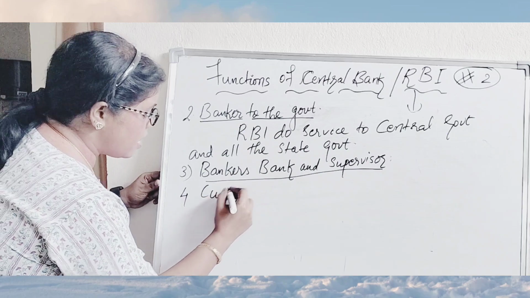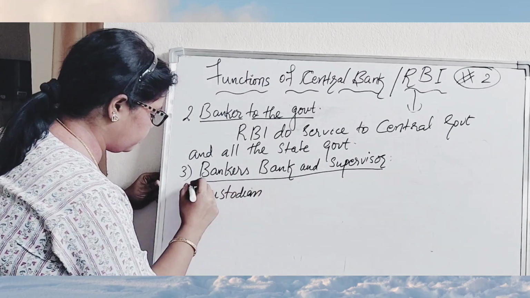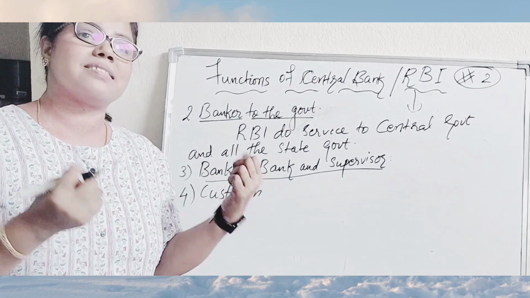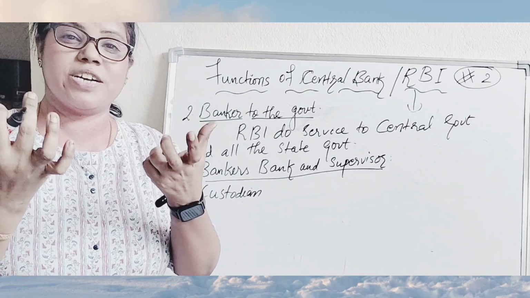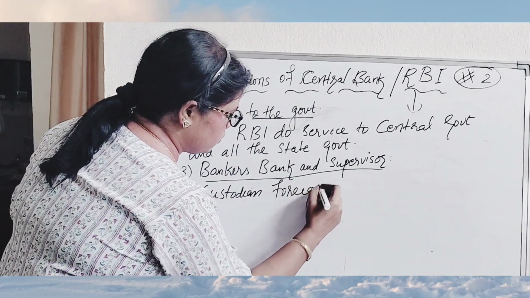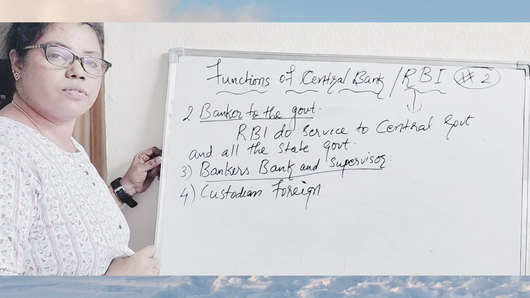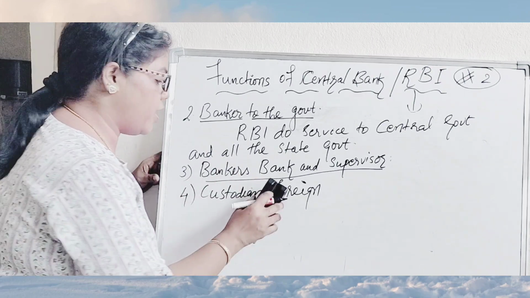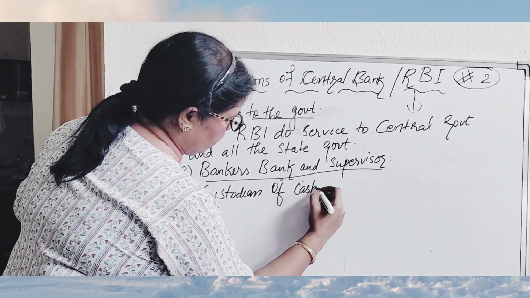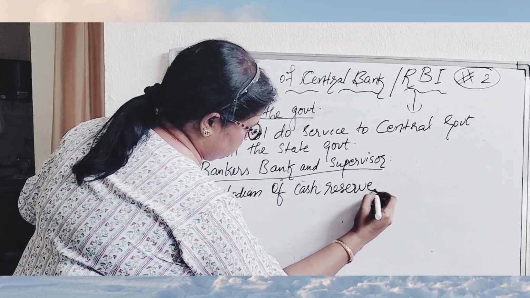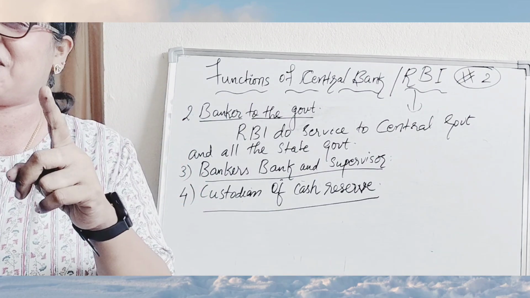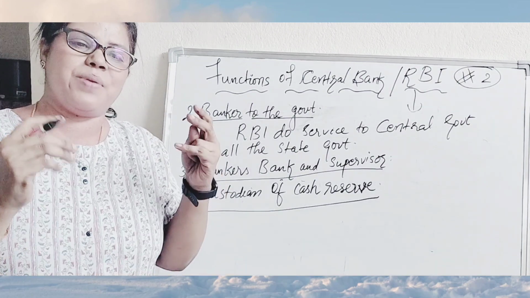And the next function is custodian of cash reserve. Very simple and easy. Custodian. Who is in the custody? The banks' reserves are in the custody of RBI. Custodian of cash reserve, not foreign, custodian of cash reserve.